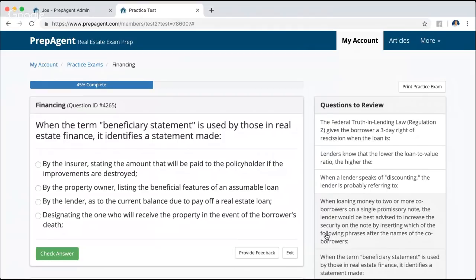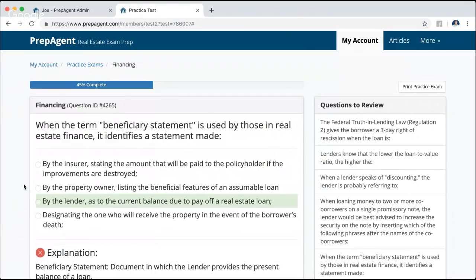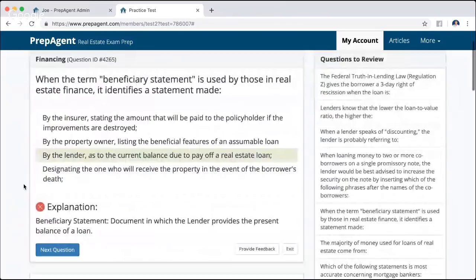What do you guys think? C, by the lender as to the current balance due to pay off the real estate loan.